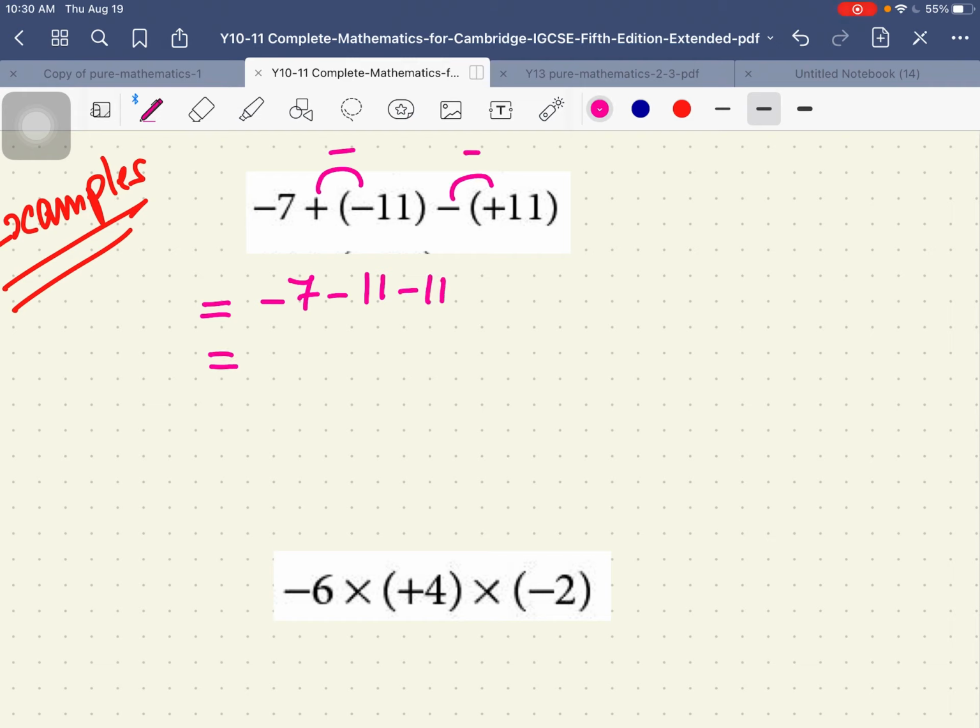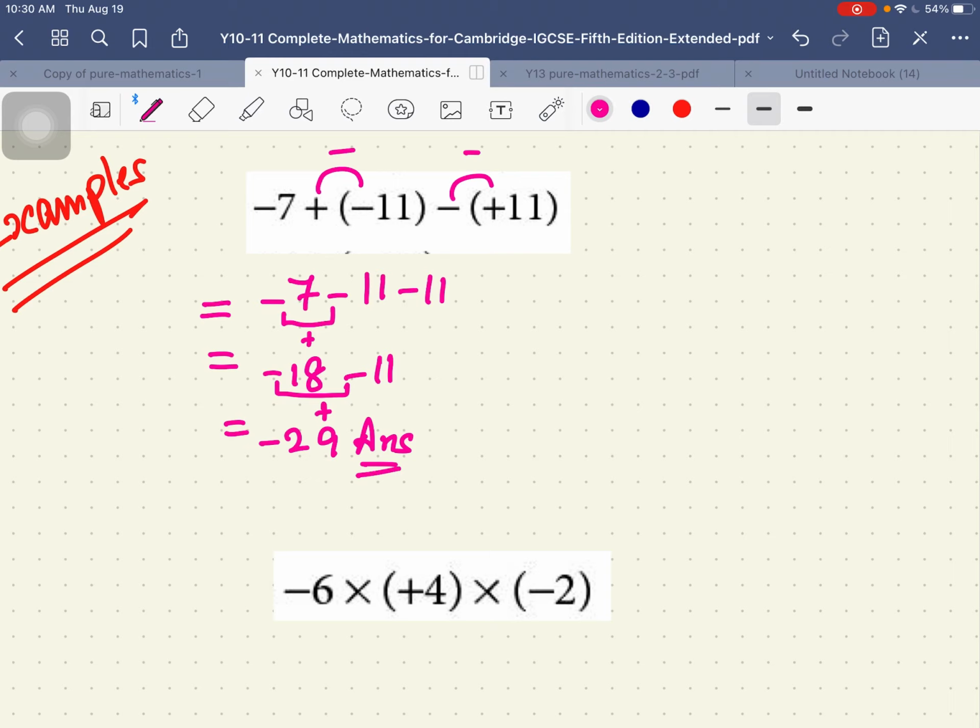Now all numbers are negative. Minus minus is plus, I will add them. It becomes 7 plus 11, 18. The bigger number is -11, so I put a negative sign here, then -11. Likewise, minus minus is plus. 18 plus 11 is 29. The bigger number is 18 with a negative sign. I put negative here. Simple.